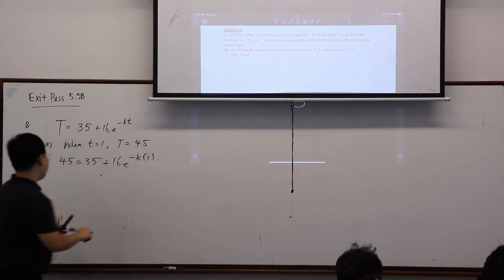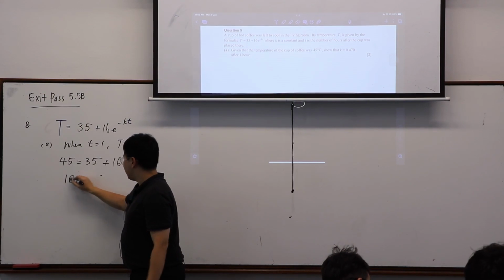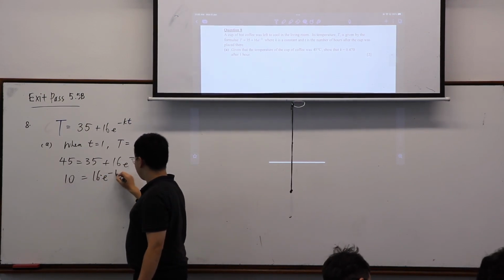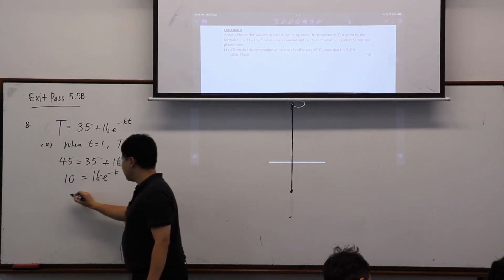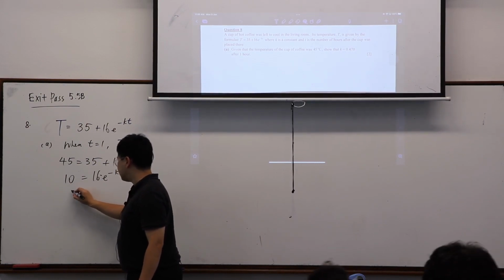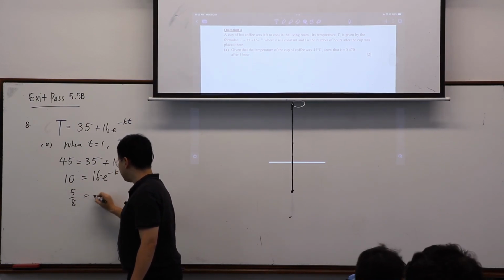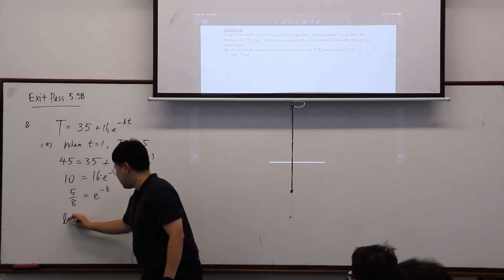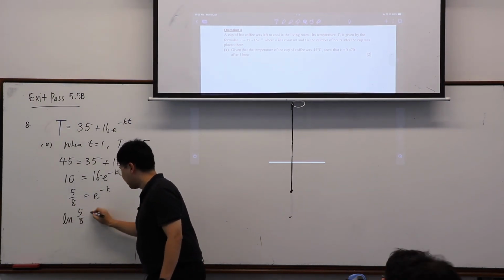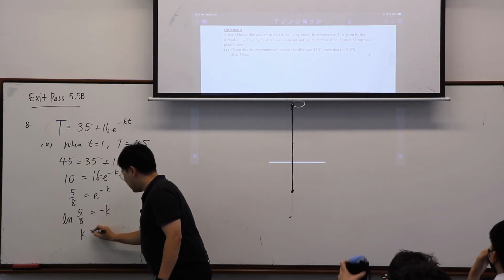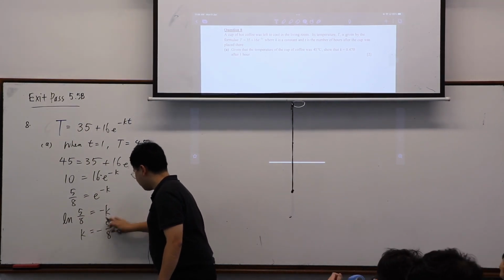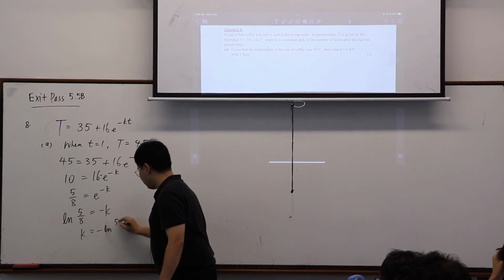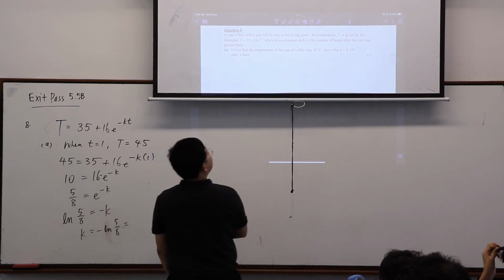Okay, so let's solve for K. Minus 35. So this is 10 over 16, 5 over 8, equals e to the power negative K. Get rid of the base e, so I have ln 5 over 8 equals negative K. So K equals negative ln 5 over 8 divided by negative... Why got negative number?